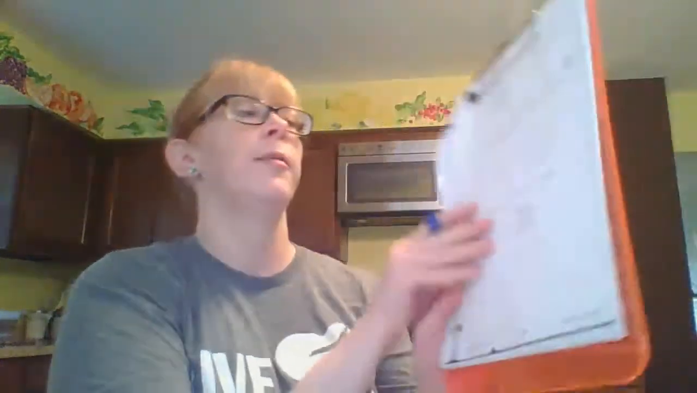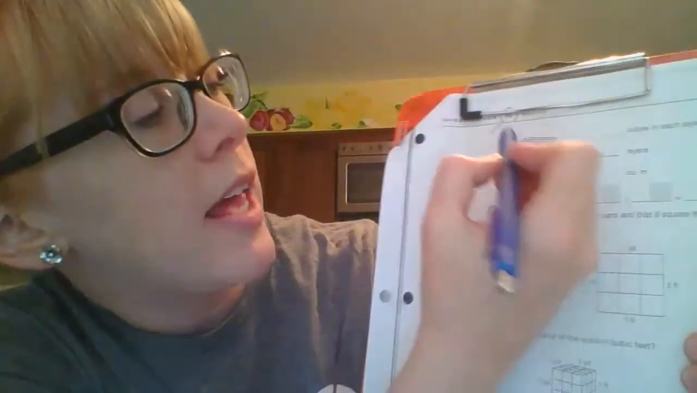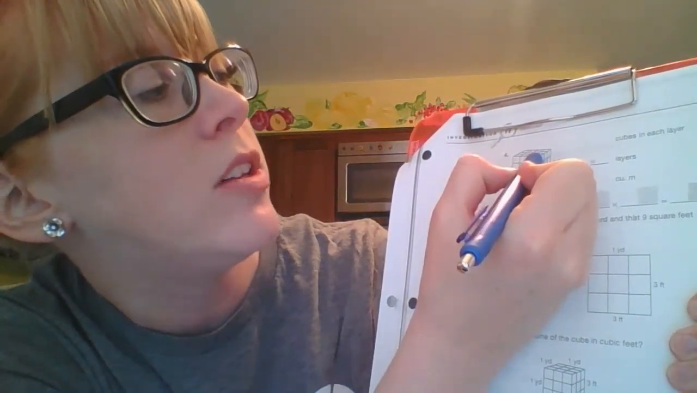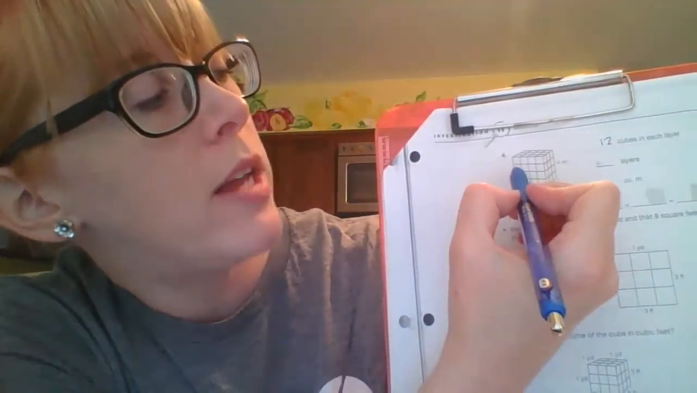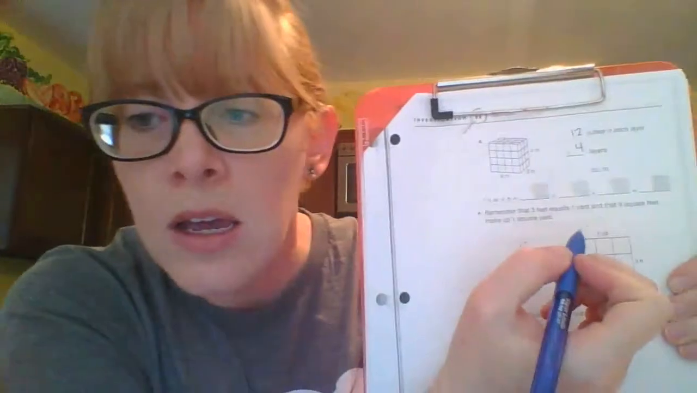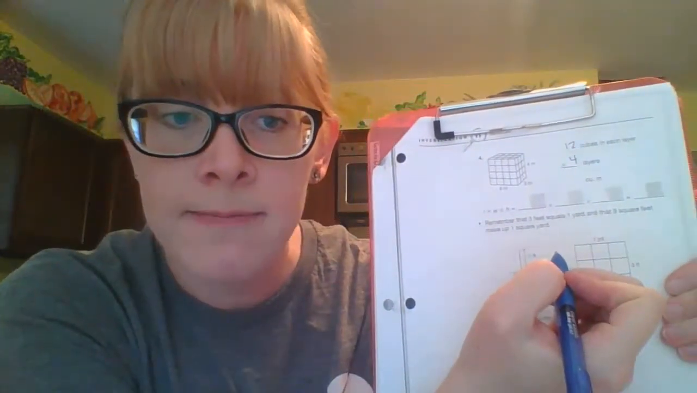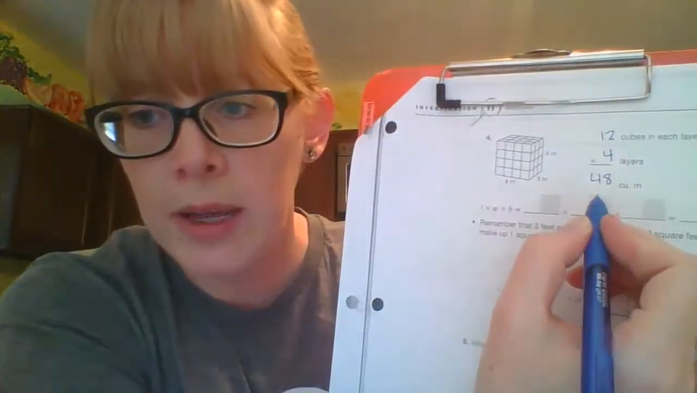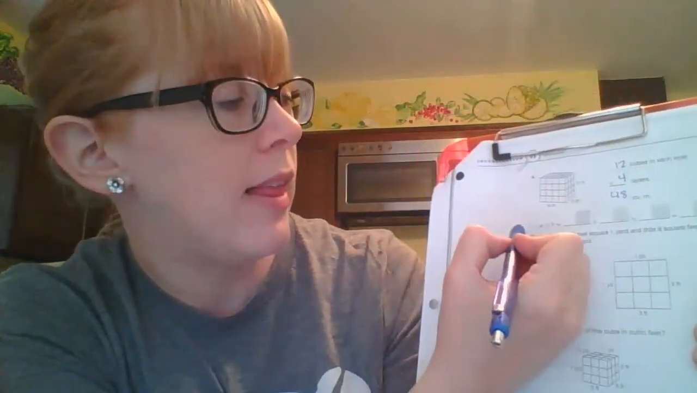All right, number 4. Again, how many cubes in each layer? 1, 2, 3, 4, 5, 6, 7, 8, 9, 10, 11, 12. How many layers? 1, 2, 3, 4. 12 times 4 is 48 cubic meters. And then I'm going to use the formula, length times width times height.